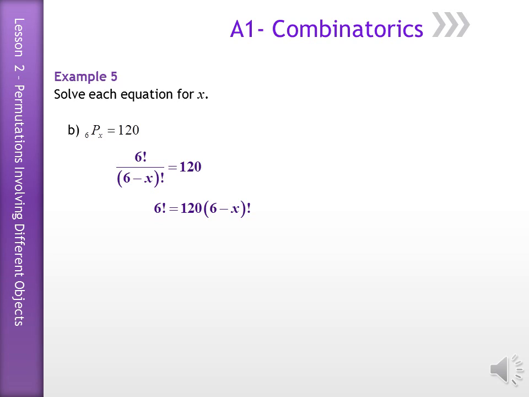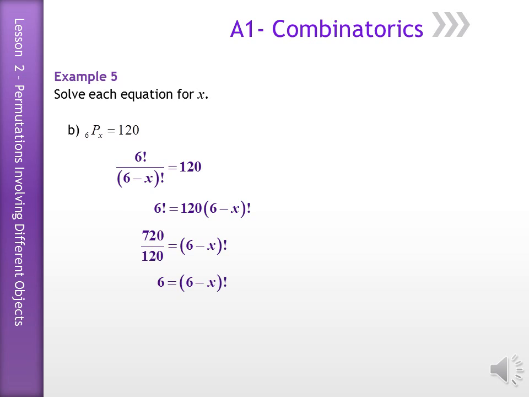And then we divide each side by 120, and we actually compute what 6 factorial is. We can throw that into our calculator to get 720, and we are left with 720 over 120 equals 6 minus x factorial. We do the division, and we get 6. So 6 now equals 6 minus x factorial.